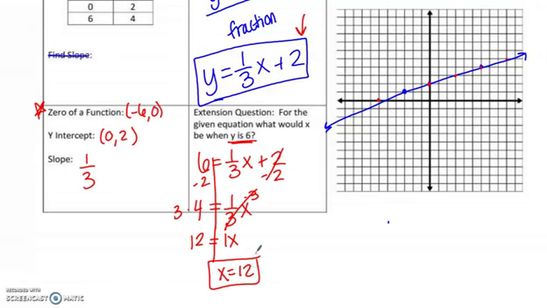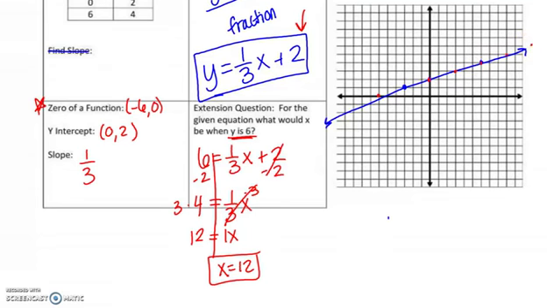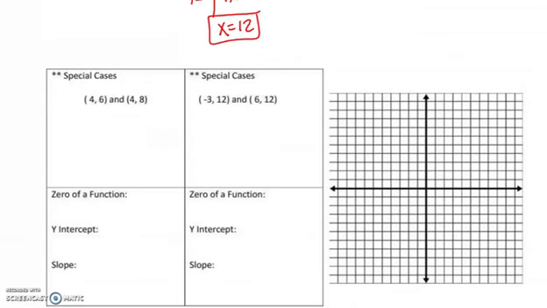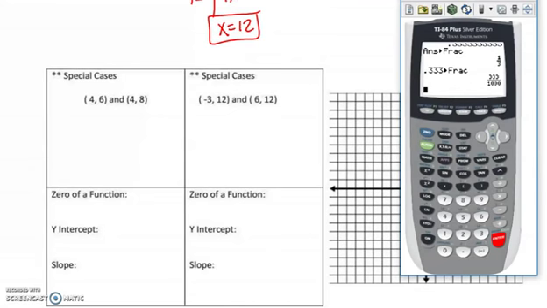Perfect. And that makes sense because if y is 6 here, 1, 2, 3, 4, 5, 6, 1, 2, 3, 4, 5, 6, 7, 8, 9, 10, 11, 12, it looks like it's going to hit right there. It's perfect. Okay? Let's do special cases and then we'll be done. We know our special cases are undefined and zero slope. I'm going to show you what that looks like in stat edit though. Okay? So let's do stat edit.